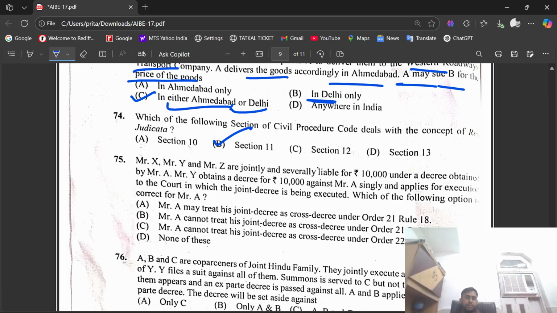Question number 75. Mr. X, Mr. Y, and Mr. Z are jointly and severally liable for 10,000 under a decree obtained by Mr. A. Mr. Y obtains a decree for 10,000 against Mr. A singly and applies for execution to the court in which the joint decree is being executed. Which of the following options is correct for Mr. A? The right option is option A, that is Mr. A may treat his joint decree as cross decree under Order 21, Rule 18.